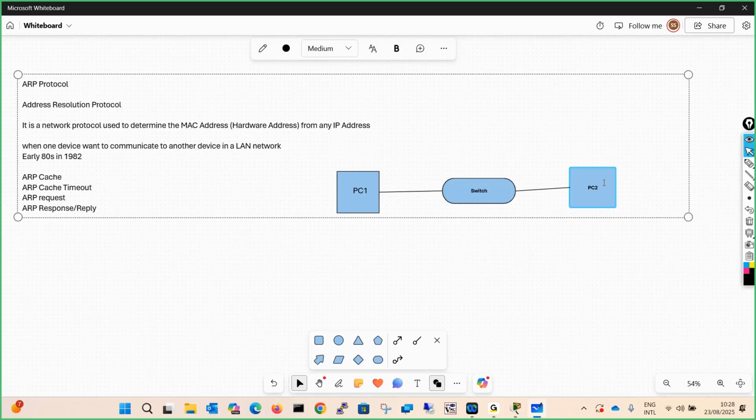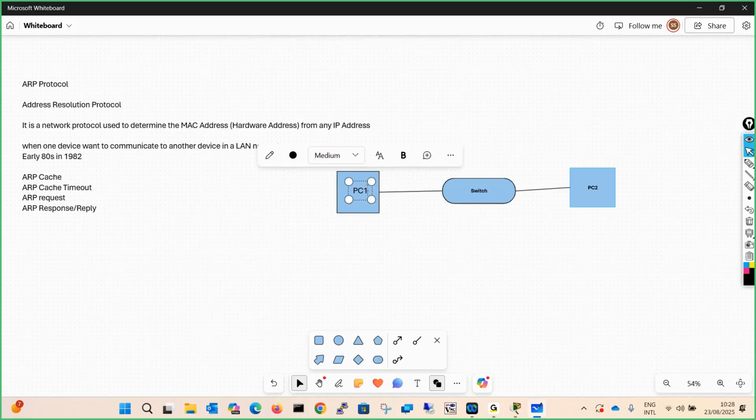What PC1 will do, once the MAC address of PC2 is learned, is store it. Whichever MAC address PC1 has learned, it will store it in a temporary storage, and the mapping will be done between the IP address and the corresponding MAC address. PC1 will have this local storage, the ARP cache, and it will show entries saying that this specific IP address is mapped to this MAC address. These entries will be shown in your PC1's MAC table, which is nothing but an ARP cache.